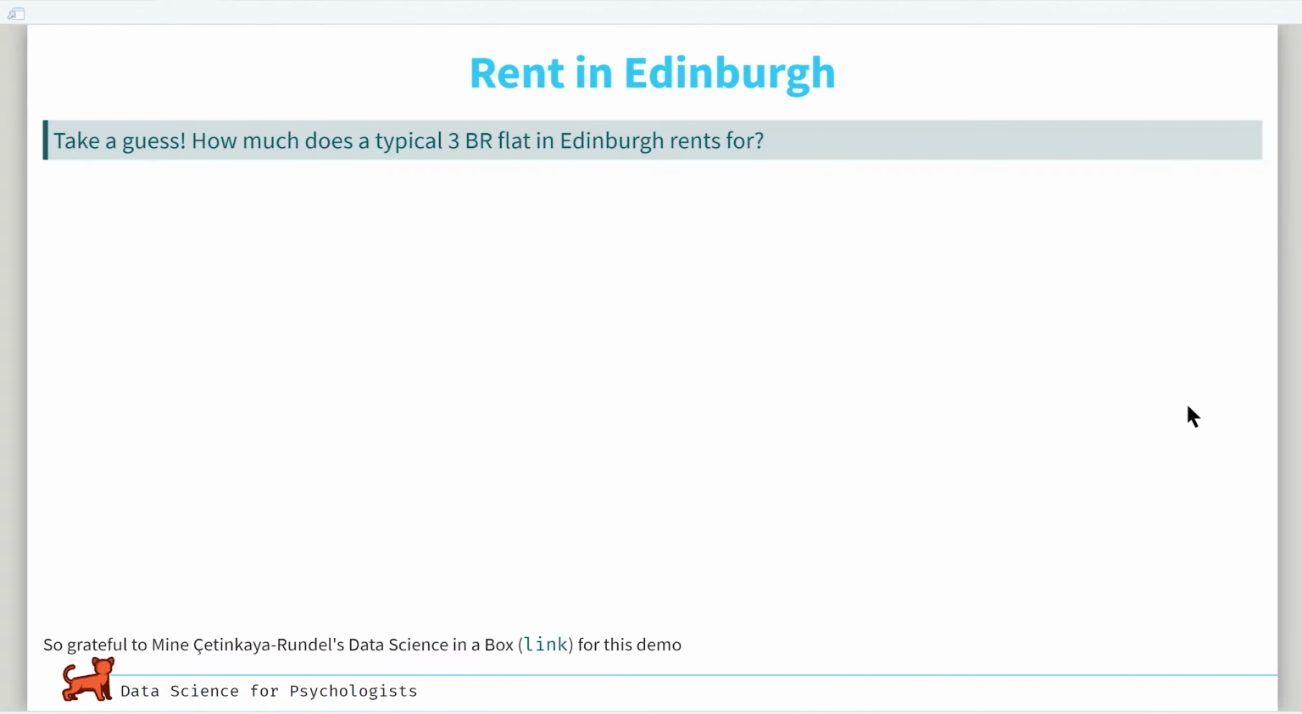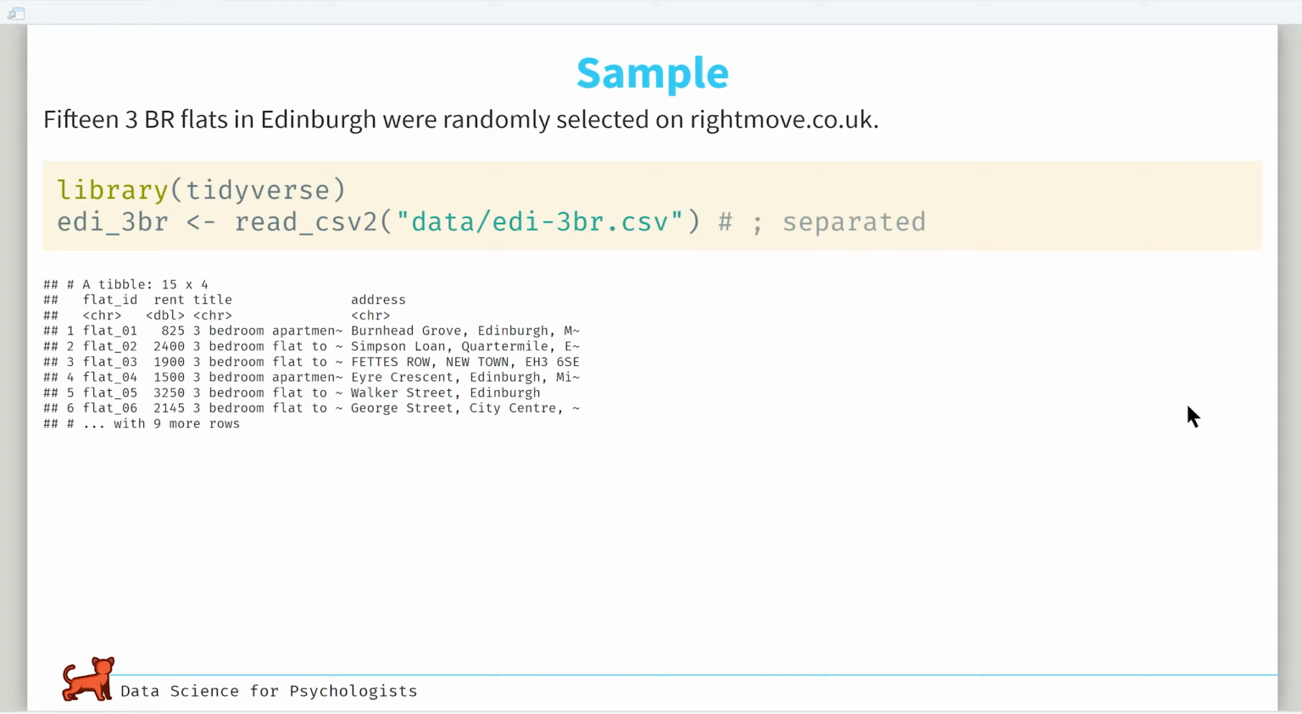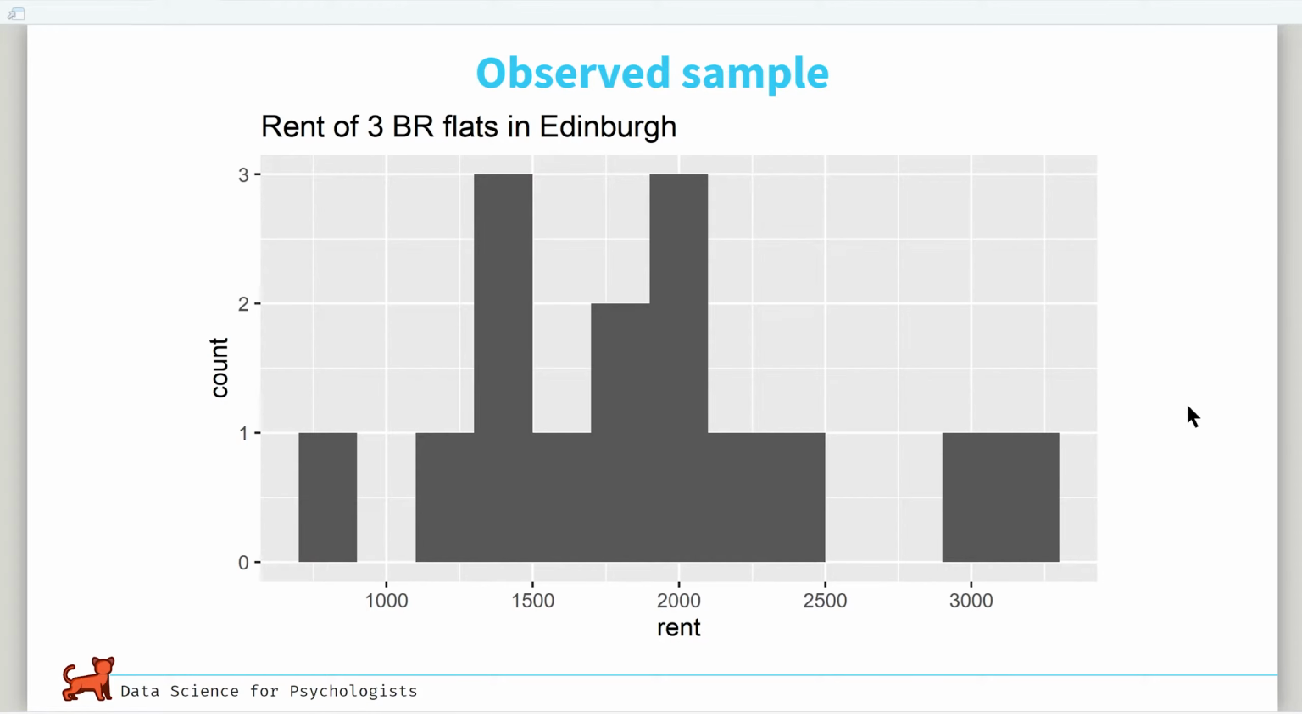Well, I had no idea. So let's look at a little bit of data. Here are 15 3-bedroom apartments in downtown Scotland that were randomly selected from Rightmove, the website. These are semicolon delineated, hence CSV2, and I've printed some of them out here, and they're in a range of values. But here's our observed sample.